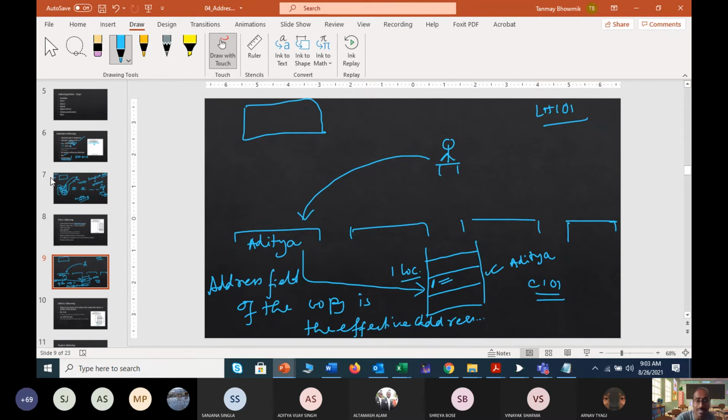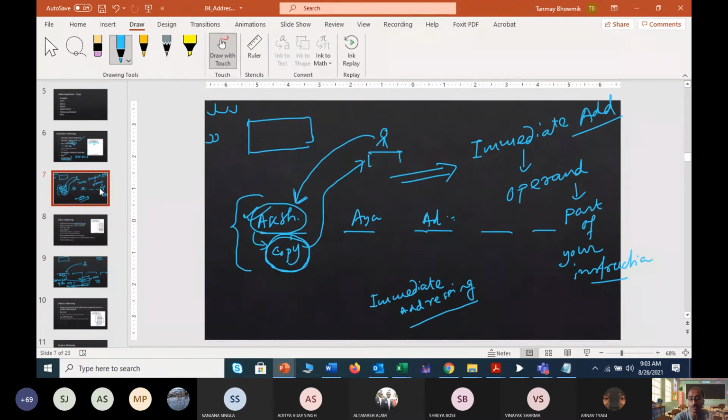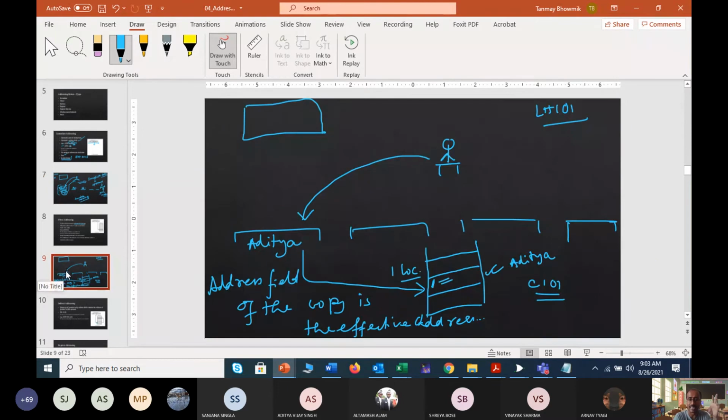But in the previous example, it was not stored anywhere. It was just stored with him. So it is a part of the instruction itself. So that is the difference. Okay, that is the difference.